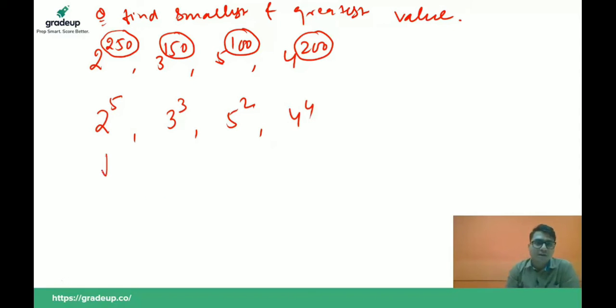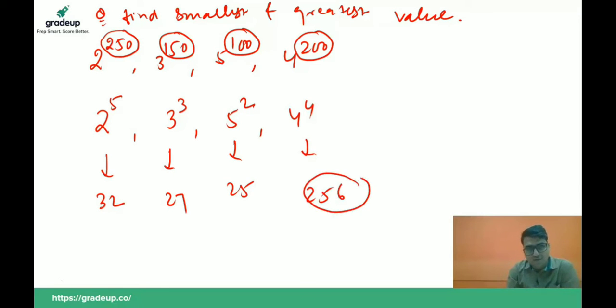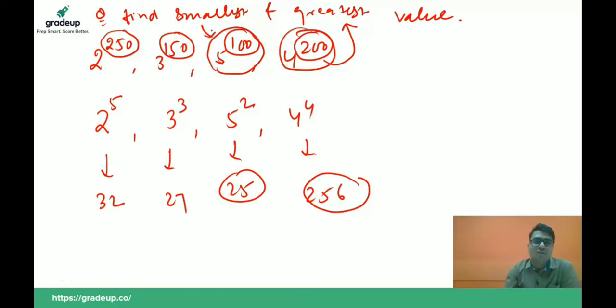Now solve this. 32, 27, 25, and this is your 256. Now whichever is higher gives you the greatest value. This is your greatest value, and whichever is lower gives you the smallest value. I hope you got the point. So in these type of questions, you have to find the HCF of the powers, then divide the powers by that HCF, then solve. Now let's move on to the next question.